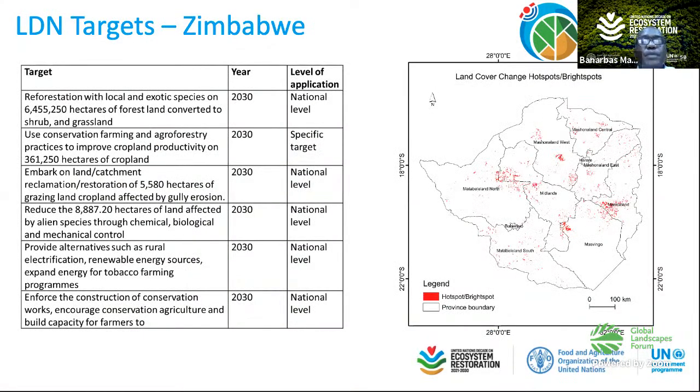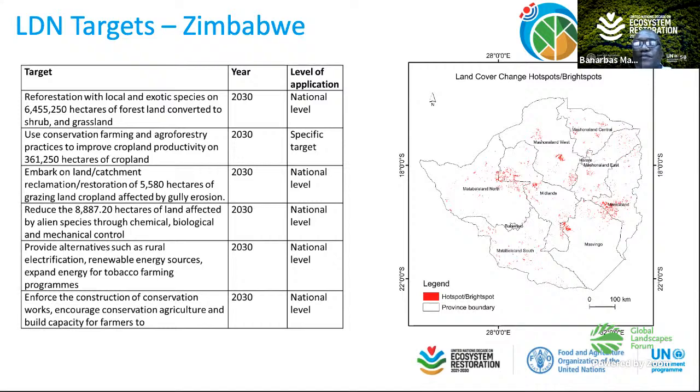As you can see, Zimbabwe has got its land degradation neutrality targets set, and these are at national levels and also at specific levels. And as you can see, restoration initiatives are in areas of reforestation, use of conservation farming and agroforestry, and also catchment area reclamation, and also in the areas of energy.